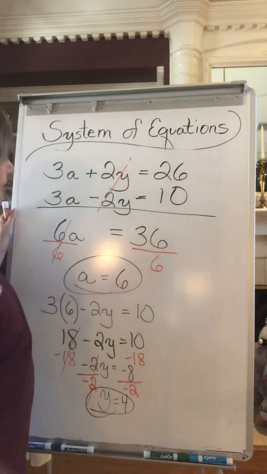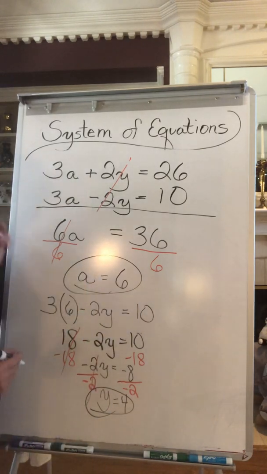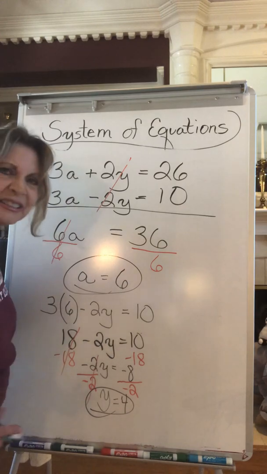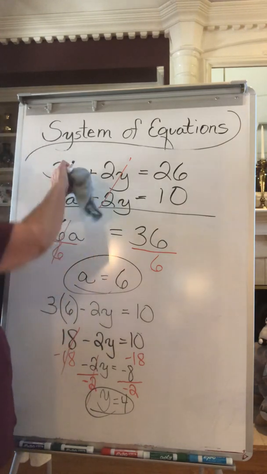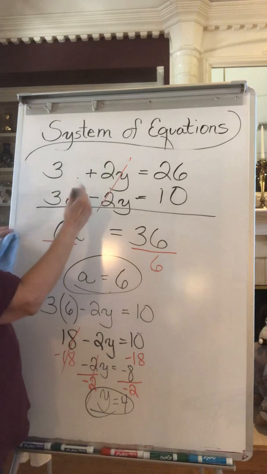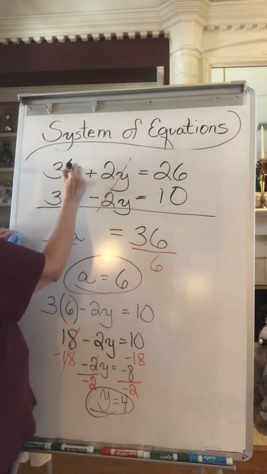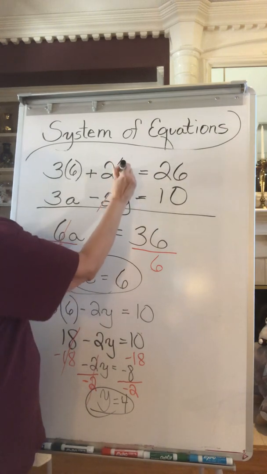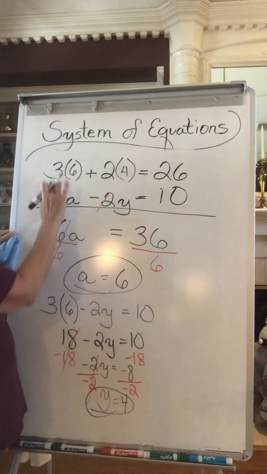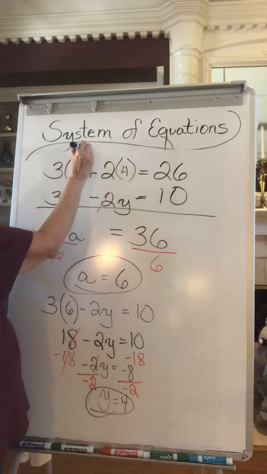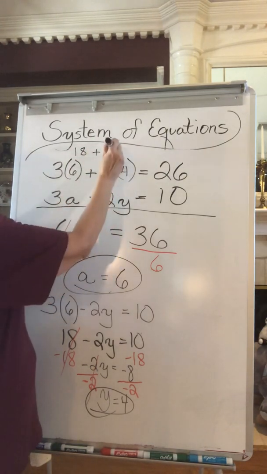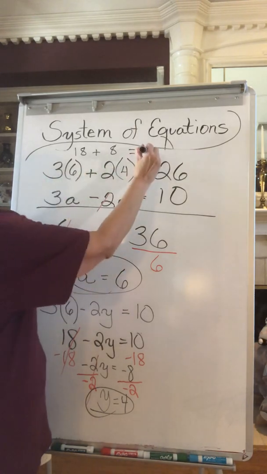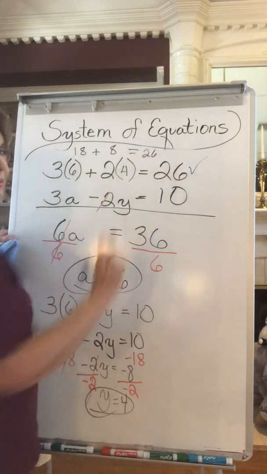Okay? So, we know that a is 6 and y is 4. Let's go back and plug it in and just kind of check it, just for fun. Okay? So, if a is 6, and y is 4. 3 times 6 is 18. 2 times 4 is 8. 18 plus 8, that does equal 26, so that one checks.